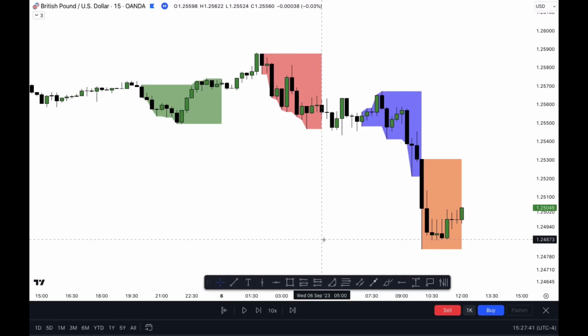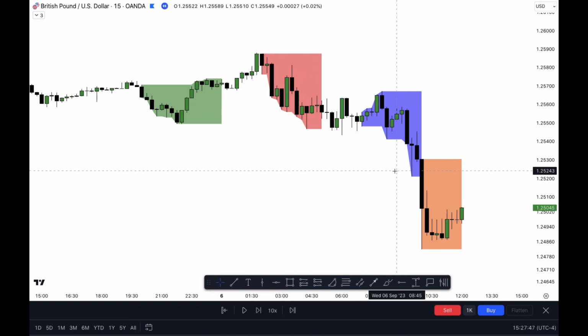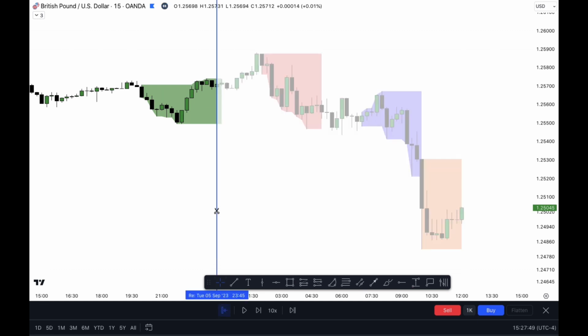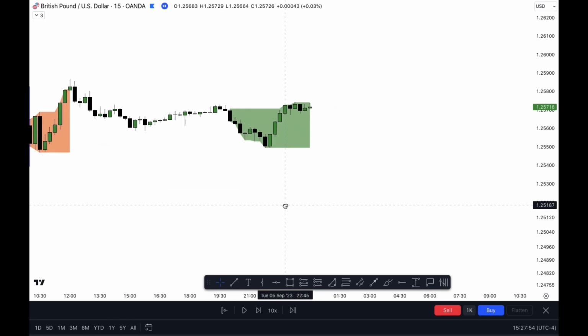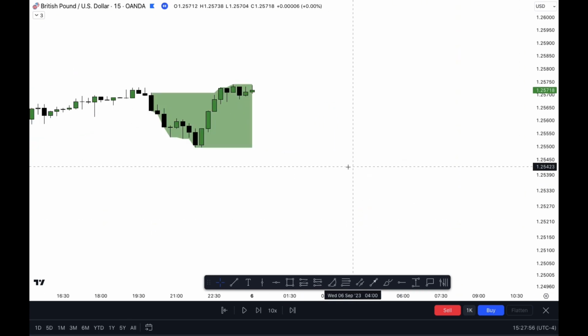So let's take a look at some examples. Looking at this example for GU, British Pound versus US dollar, on Wednesday, September 6th, 2023, we have the model play out here. We're going to walk through it together. The more examples we look at, and the more you do it yourself as time goes on, the more familiar you'll get with the model.